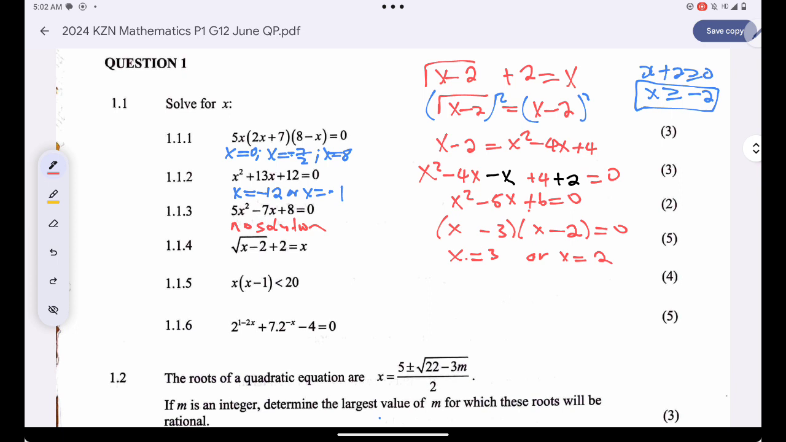Both of my answers are included in that restriction. So I'll simply say x is equal to 3 or x is equal to 2.